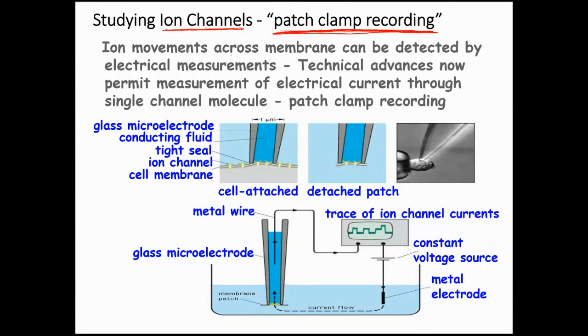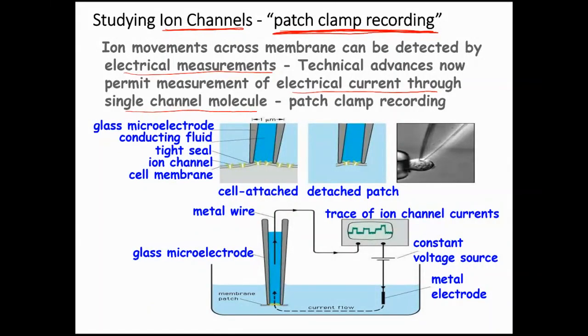All right, so ion movements across membrane can be detected by electrical measurements, and because of the technical advances that we now have, we can permit the measurement of an electrical current through a single channel molecule by using patch clamp recording.